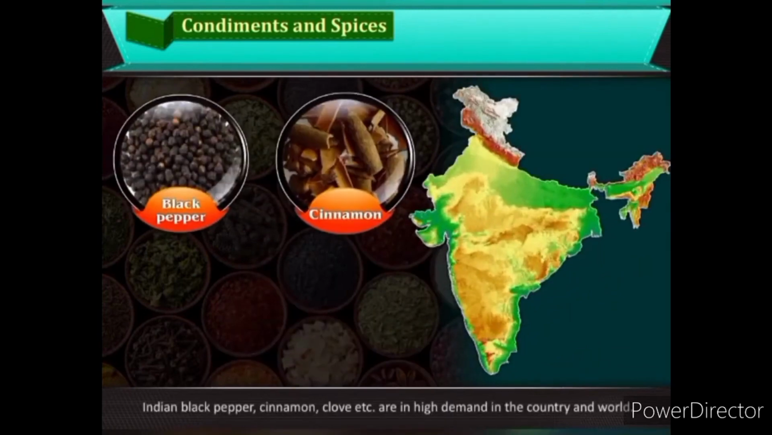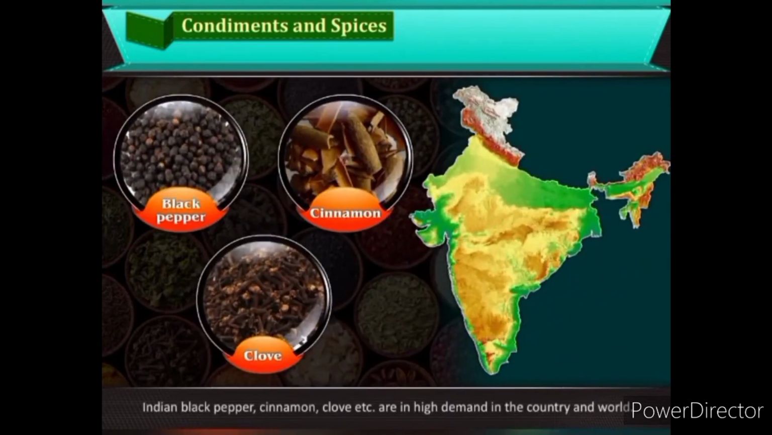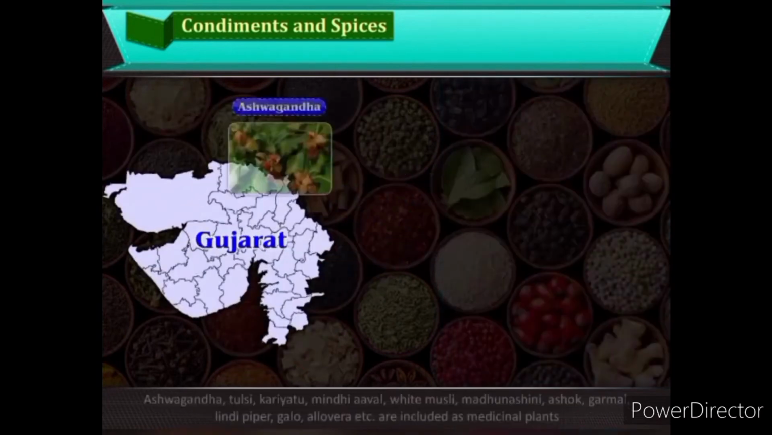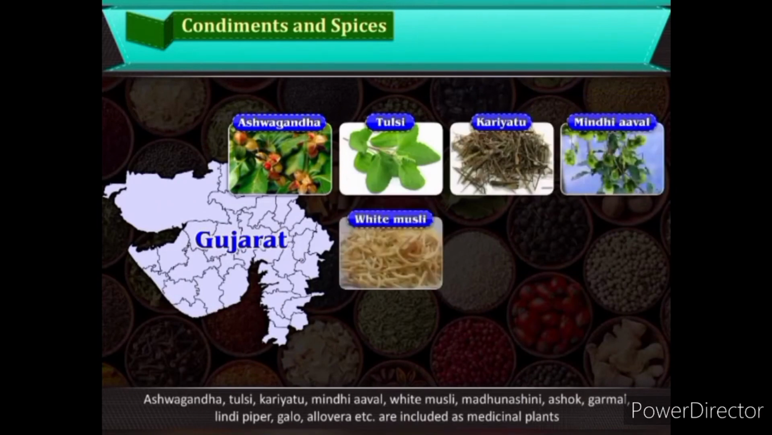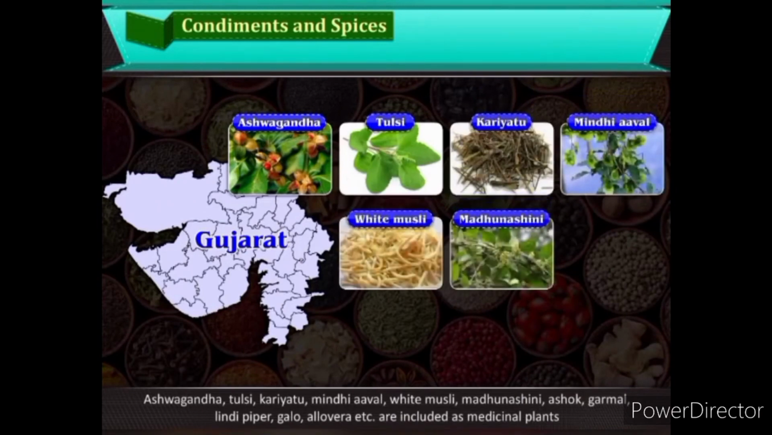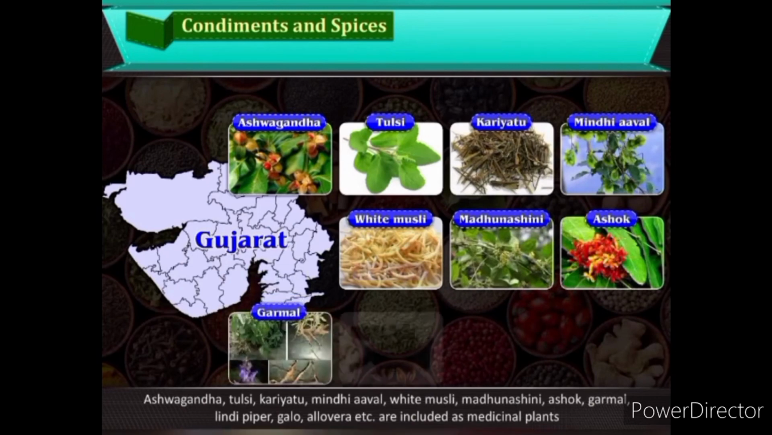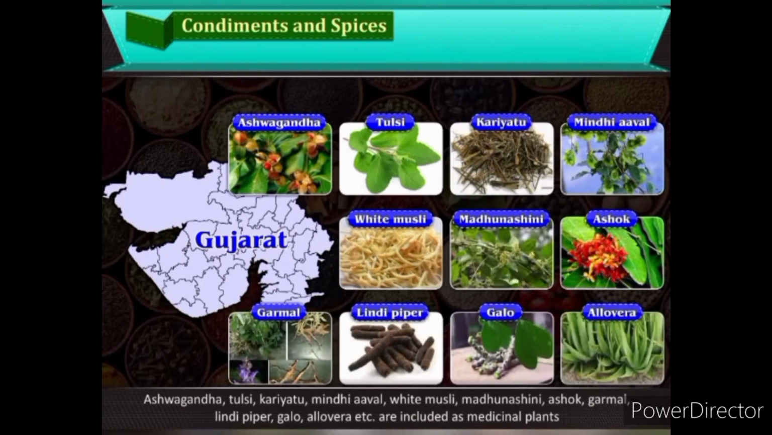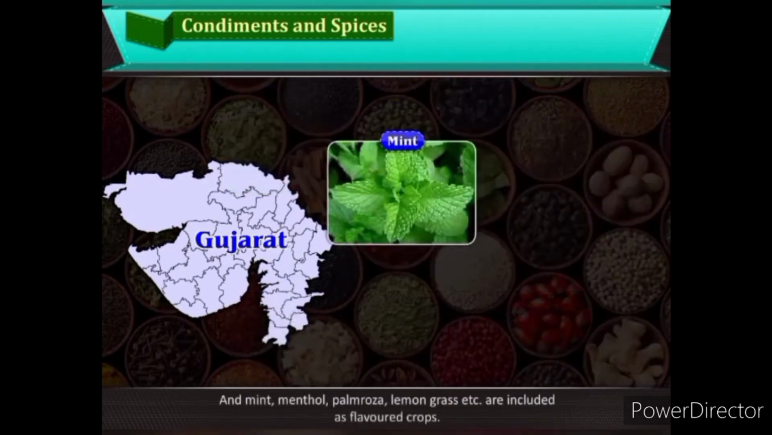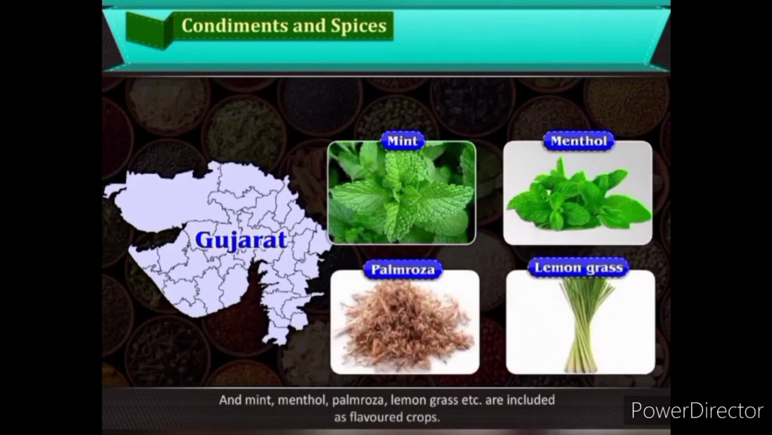Indian black pepper, cinnamon, clove, etc. are in high demand in the country and world. Ashwagandha, tulsi, kariyatu, mindhi aval, white musli, madhunashni, ashok, garmal, lindi piper, galo, aloe vera, etc. are included as medicinal plants. And mint, menthol, palm rosa, lemongrass, etc. are included as flavored crops.